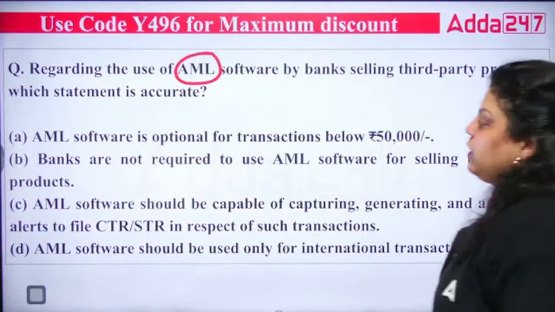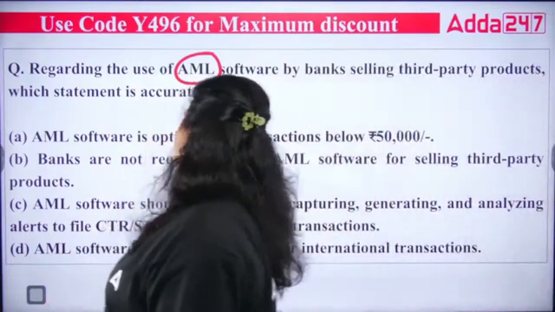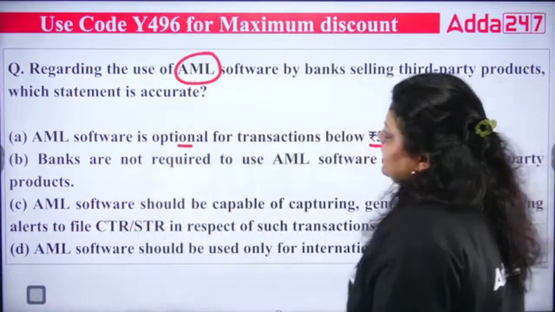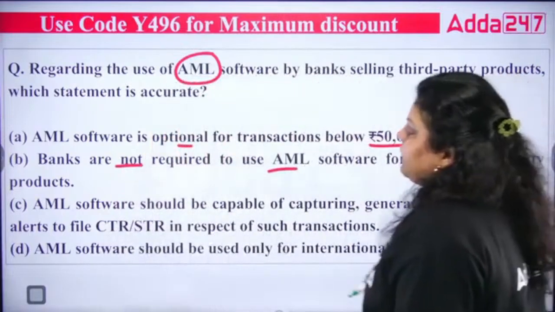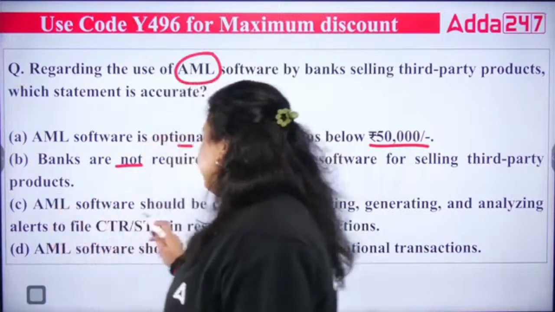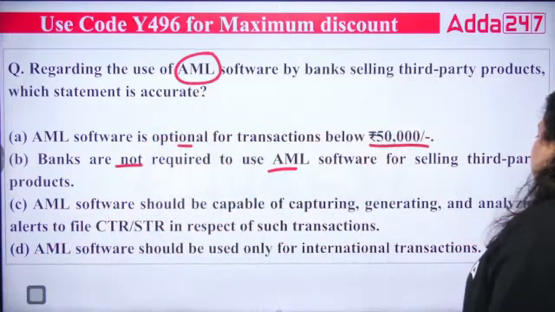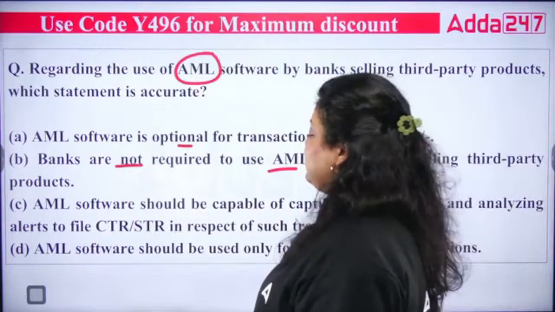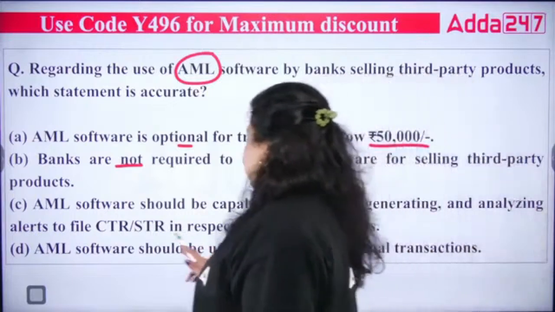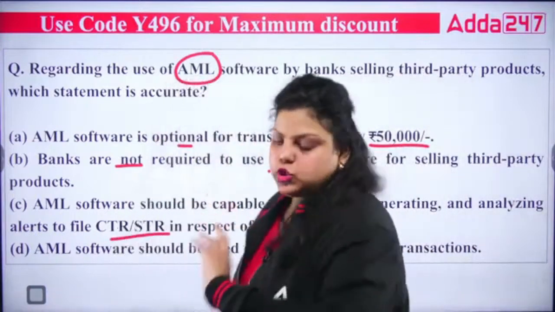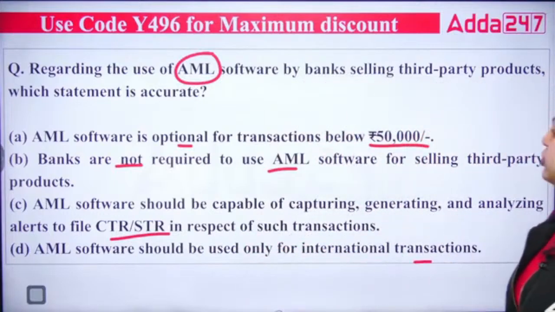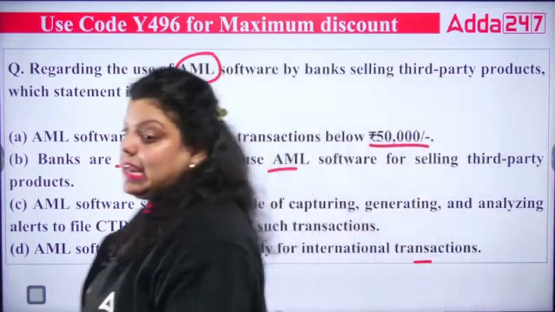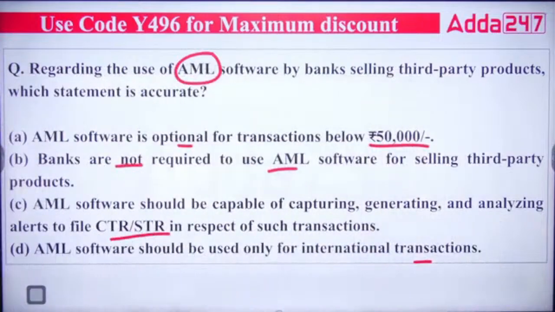So which of the following is correct? First is saying AML software is optional for transactions below 50,000. Second is saying banks are not required to use AML software for selling third-party products. Third is saying AML software should be capable of capturing, generating and analyzing alerts to file CTR, STR in respect of the transaction. What is CTR, STR? Cash transaction report, suspicious transaction report. Fourth is AML software should be used only for international transactions. So AML is anti-money laundering software that is used to control money laundering in the country.